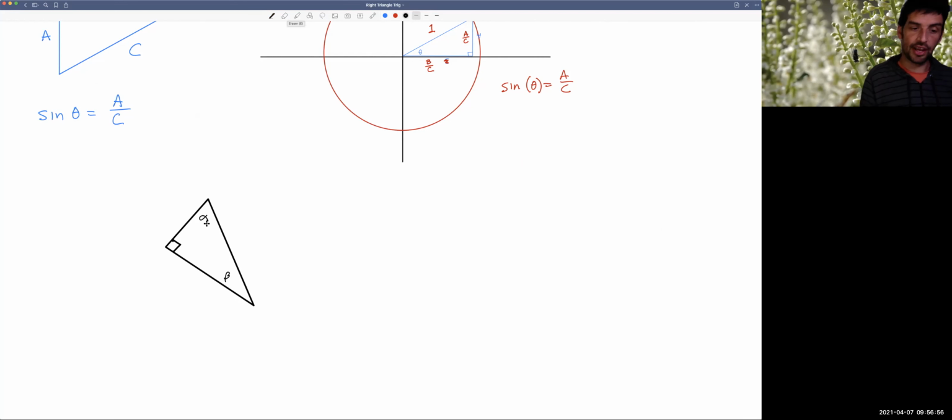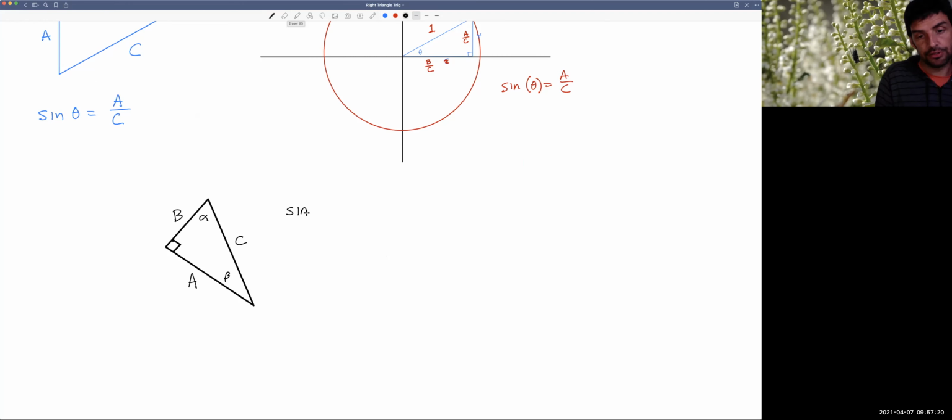And let's label the sides. Across from alpha, I'm going to call it A. Across from beta, I'll call it B. And across from the right angle, I'll call it C. This is a pretty typical way to label things, since alpha in the Greek alphabet corresponds to A and beta to B. It just kind of is a handy way to write things. We don't have to, but it's a good labeling system.